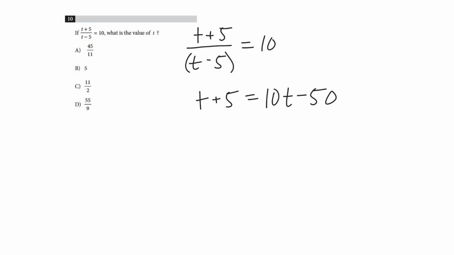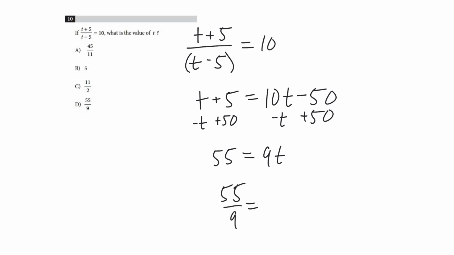Okay. This is a linear equation, so we want to isolate the variable. Let's see. I'm going to subtract t from both sides, and I'm going to add 50. Okay, so I'm going to get, and right here, subtract t, so it's going to get 55 equals 9t. Okay, divide by 9, I'm going to get 55 over 9 equals t. And that is our answer, D.